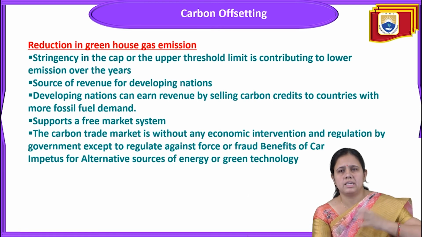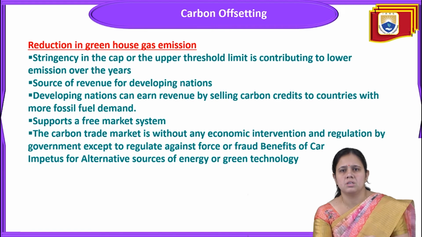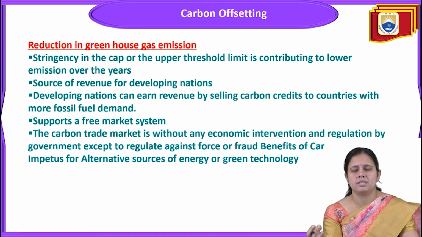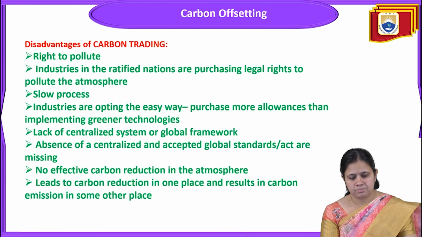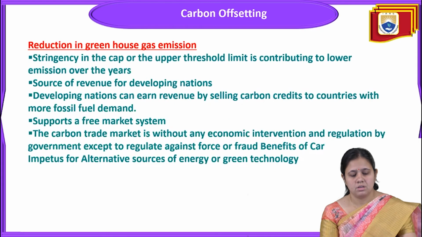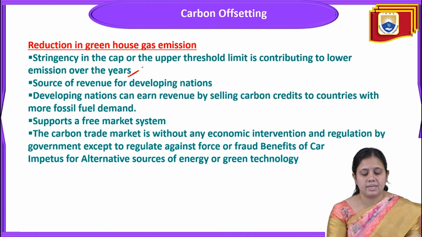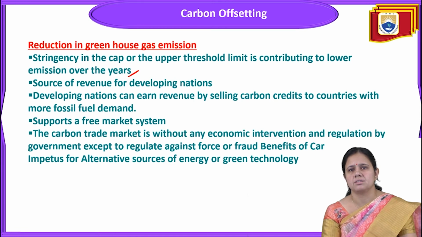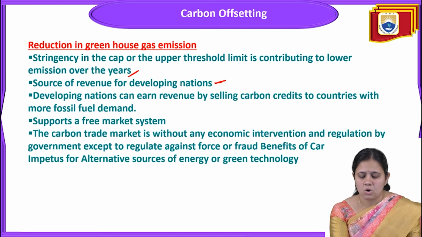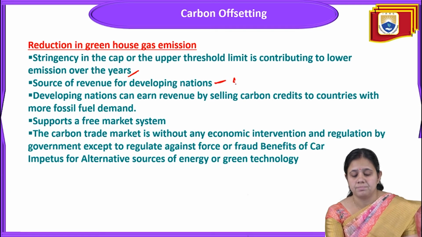So how this greenhouse gas emission has been reduced is the main point. Stringency in the cap or the upper threshold limit is contributing to lower emission over the years, and is a source of revenue for developing nations. It is also a source of income.